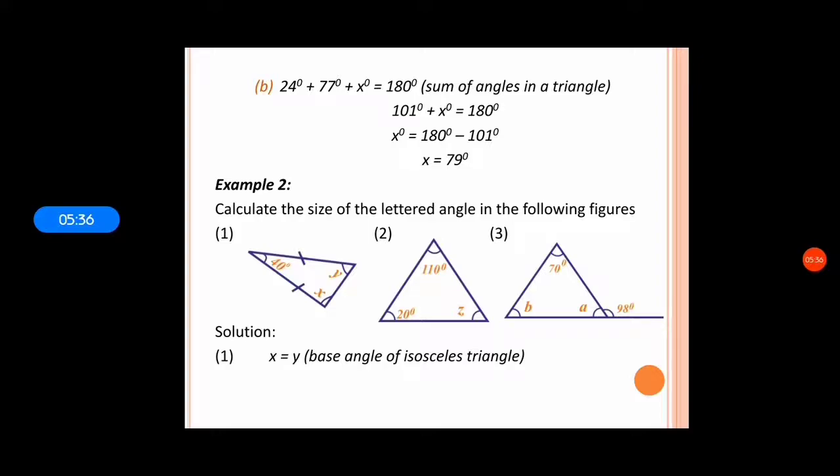Then we have our X equals to Y in the first question. X equals to Y because we can identify this as an isosceles triangle, and it told us that base angles of an isosceles triangle are equal. So whatever the value of X is, that will also be the value of Y. So our X equals to Y, base angle of isosceles triangle.